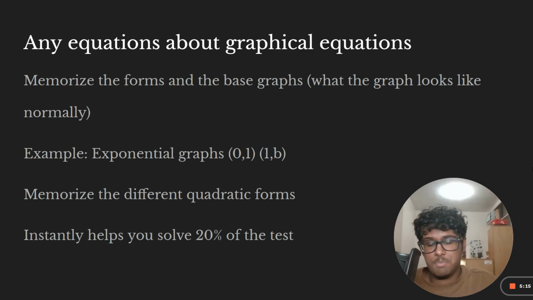So memorizing these base forms, right? And also, 1 comma b stands for 1 comma base. If you put anything to the power of 1, it's just going to equal what that thing is. So 2 to the power of 1 is 2, 3 to the power of 1 is 3, right? So that's what base represents. That's also one of these points.